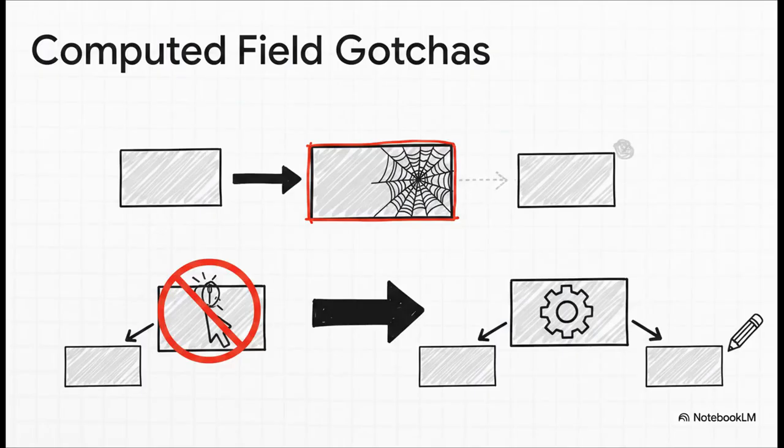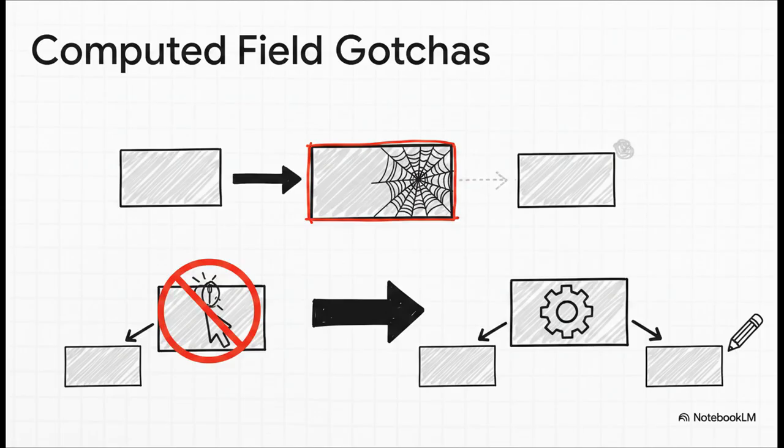But be careful, there are two huge gotchas here. First, if you use store equals true, that @api.depends decorator is your lifeline. You have to list every single field that affects the calculation. If you forget just one, your data will become stale and you'll be chasing phantom bugs for days. It's the #1 mistake people make.